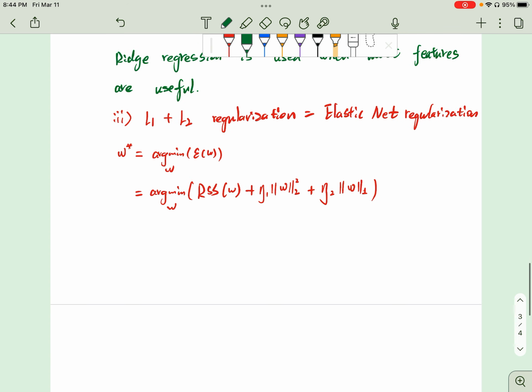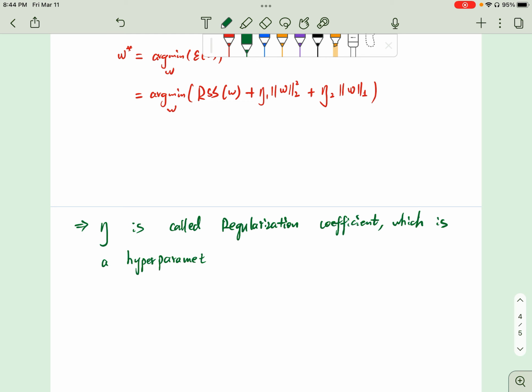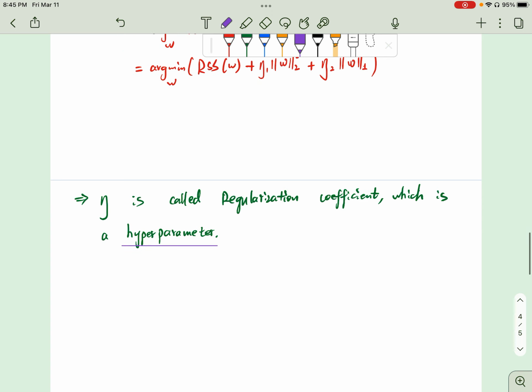And here, eta is called the regularization coefficient, which is a hyperparameter. Okay, we have a new terminology here, hyperparameter. I will explain this later.